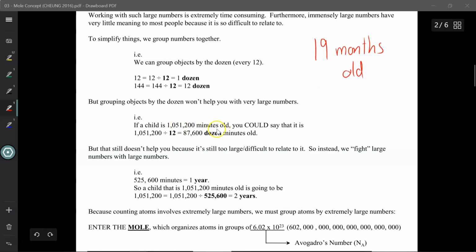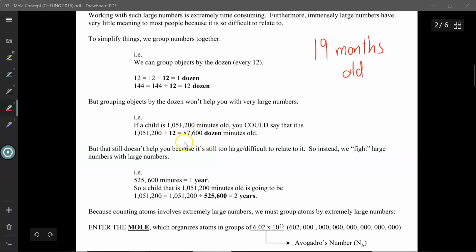What is that even? All right, people like to group things by the dozen, and a dozen is 12. So if I divide this number by 12, I end up with 87,600 dozen minutes old. Did that really help you much? It certainly doesn't help me.